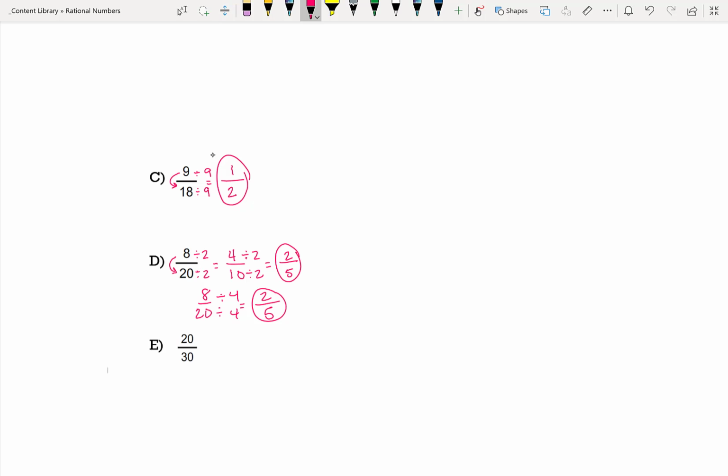All right, example E, 20 over 30. Both of these can be divided by 10. 20 divided by 10, and 30 divided by 10. 20 divided by 10 is 2. 30 divided by 10 is 3. 2/3 can't be reduced down anymore.